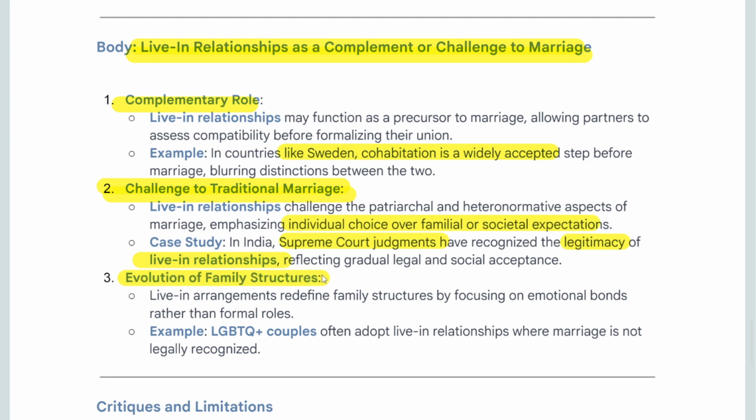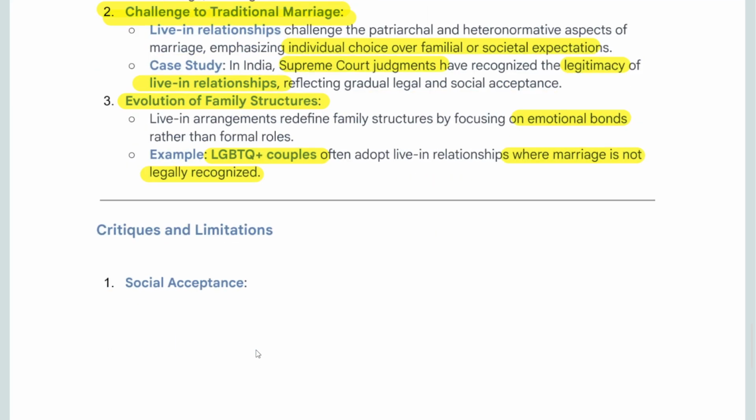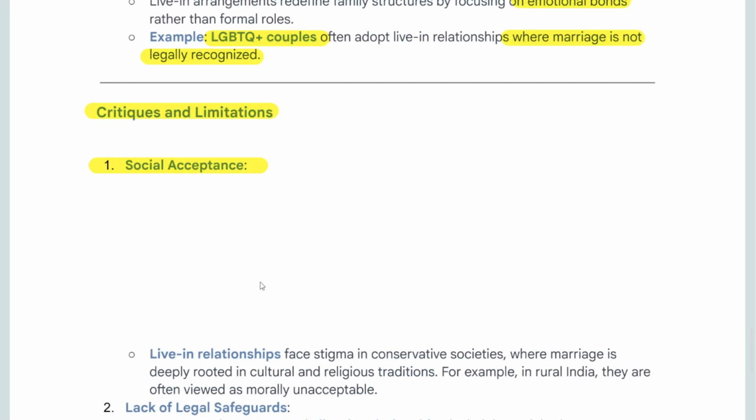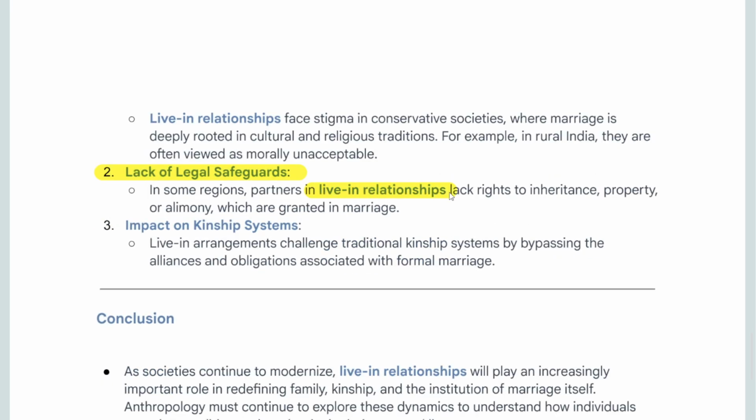They focus on emotional bonds, which is important for maybe LGBTQ plus couples, where formal marriage wasn't always an option. But surely there are downsides or challenges. It can't all be smooth sailing. Oh, definitely not. There's often social stigma, especially in more conservative places. A big one is the lack of legal safeguards compared to marriage. Things like inheritance, property rights, alimony can be very unclear. Yeah, that's a risk. And they do challenge traditional kinship systems by bypassing those formal alliance-building aspects.